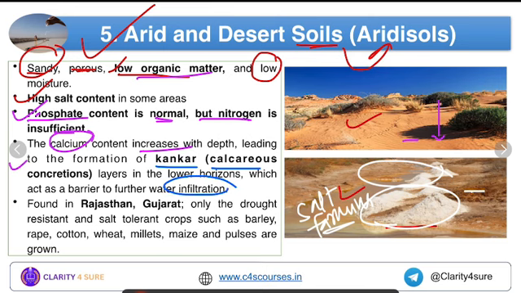We know it is porous, it has low moisture retention capacity, there is low rainfall, and the situation is again worsened by the presence of a kankar layer deep inside these soils. Yes, and we know it is found in Rajasthan and Gujarat, and only drought tolerant and salt resistant varieties can be grown in these soils.